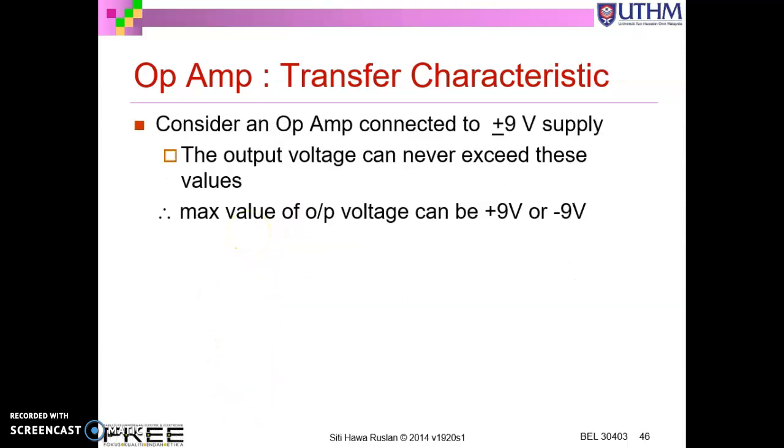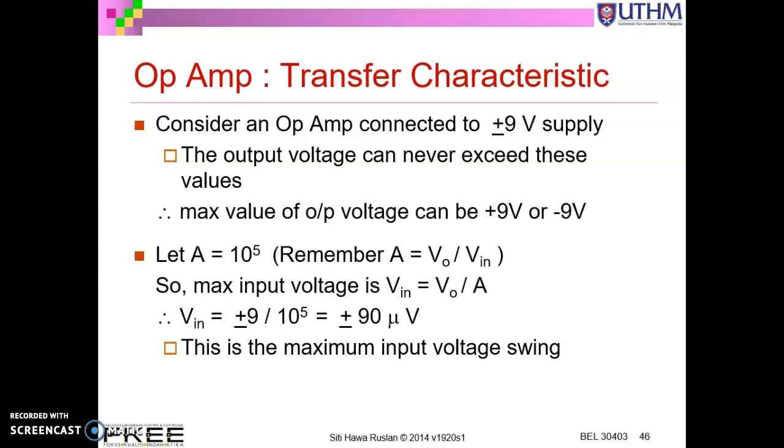So suppose that you connected your op-amp to plus minus 9 volt, which is your supply, plus minus VCC. I have mentioned just now the maximum voltage swing is limited to plus minus VCC. So your output cannot exceed this value, meaning that the highest you can get is plus 9 volt or negative 9 volt. And remember that just now the equation for V out is AO multiplied with the VD.